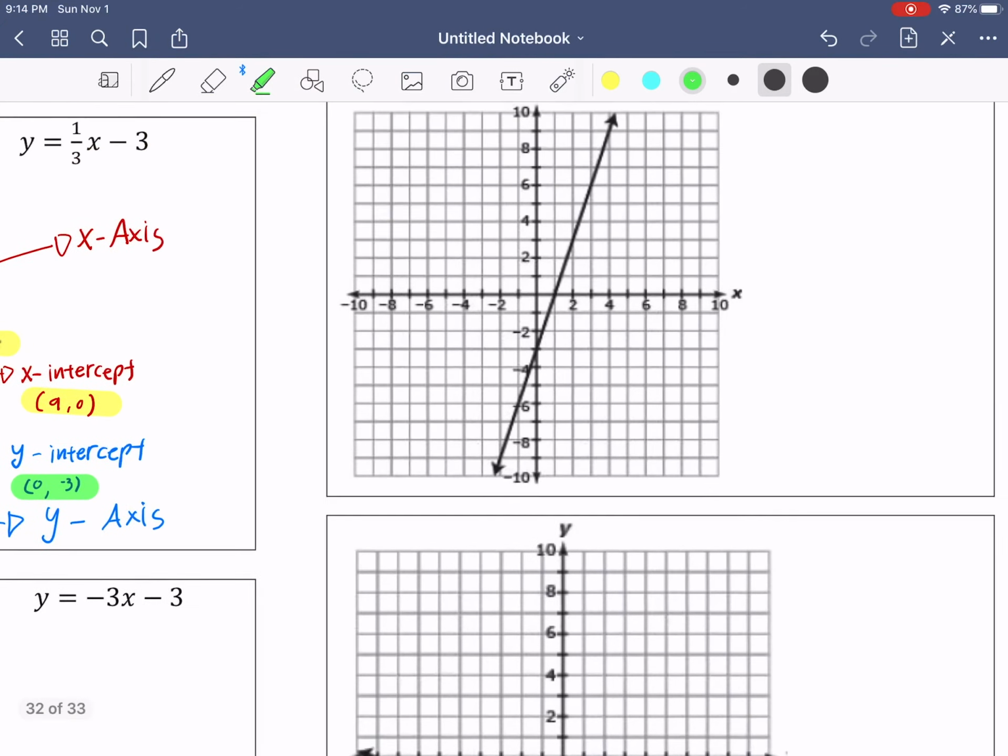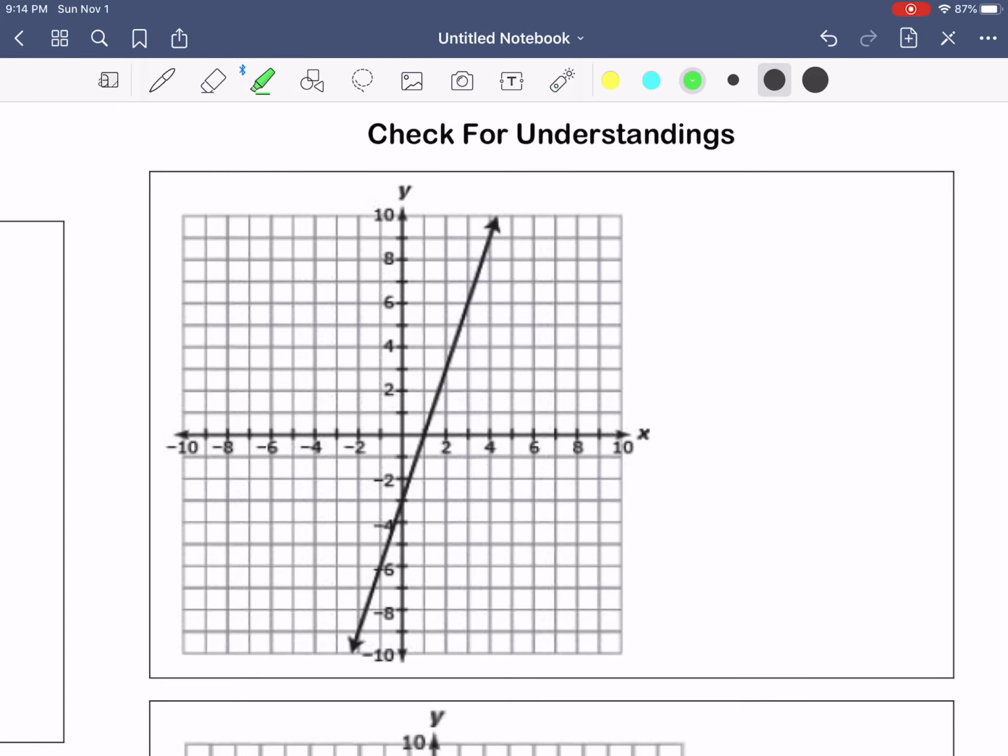So here, check for understanding. Try to find the x-intercept and y-intercept by yourself. Pause the video, check it by yourself. For the x-intercept, you should have 1, 0. For the y-intercept, you will see 0, -3 again.